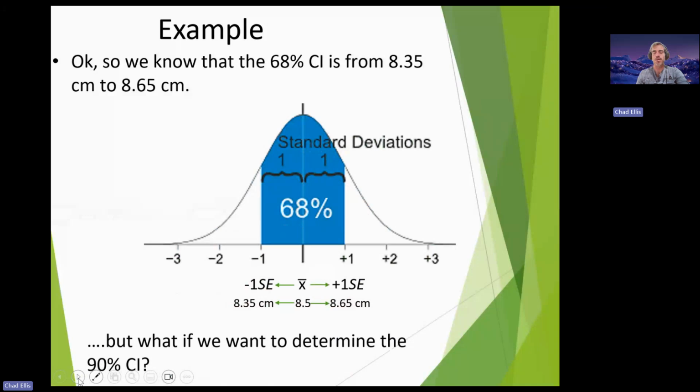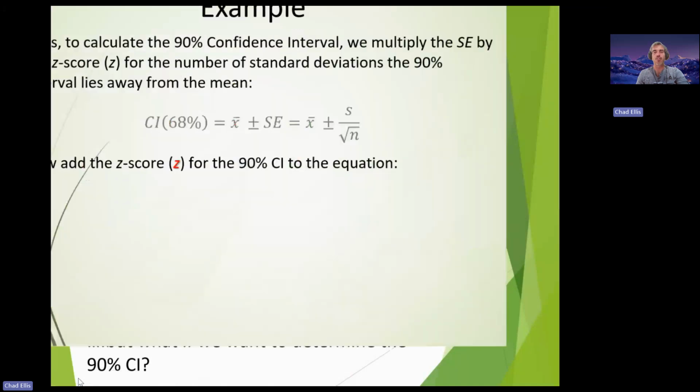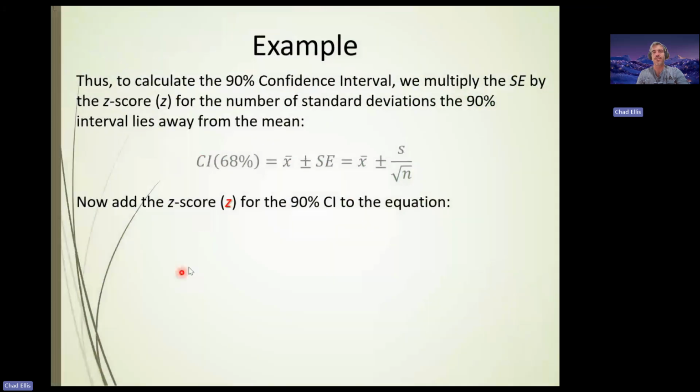So what if we wanted to be a little more sure and determine the 90% confidence interval, which is more typical of the confidence intervals that you usually calculate? Well, the way you're going to do that is just modify what we did to calculate the 68% confidence interval. But now we're going to add in the Z-score for the 90% confidence interval. Remember, you guys now know how to calculate Z-scores, right? You take your raw data value minus the mean, divided by the standard deviation.